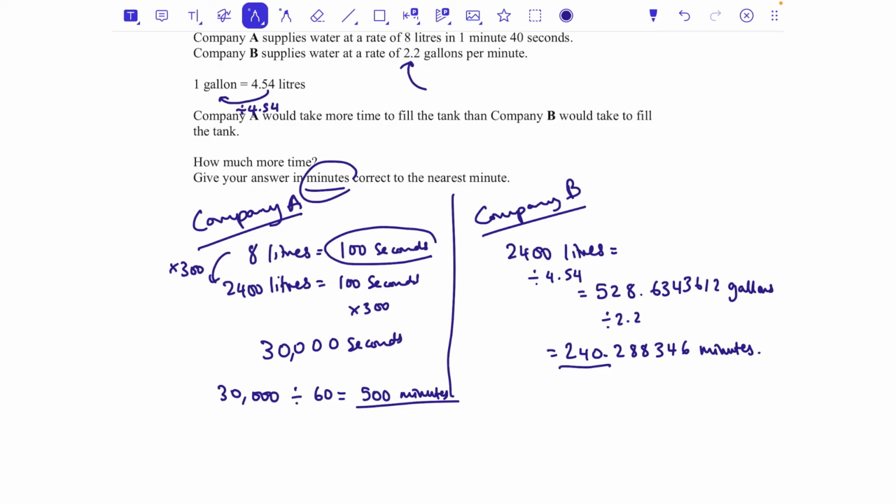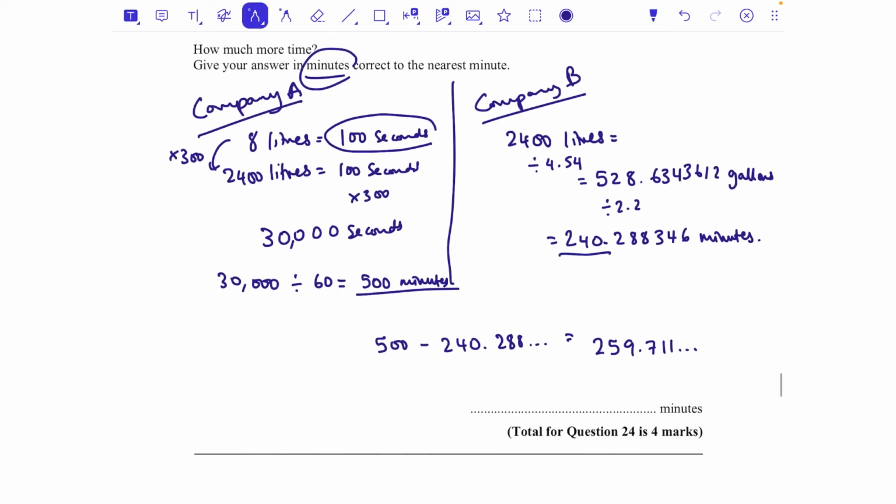I now just want the difference. So I'm going to do 500 minus 240.288, and then round that answer to the nearest minute. So in my calculator, I'm just going to do 500 minus answer. That's going to use that rounded answer. It's 259.711. So to the nearest minute would be 260.